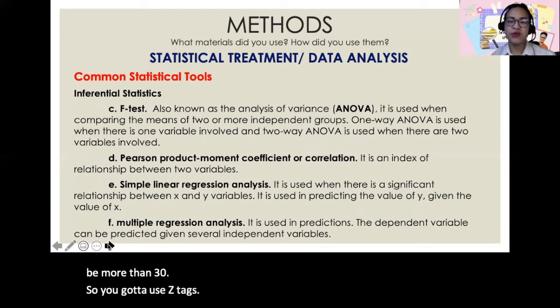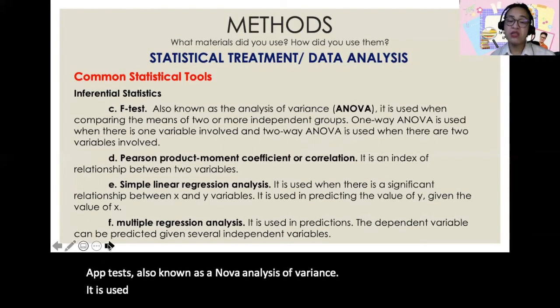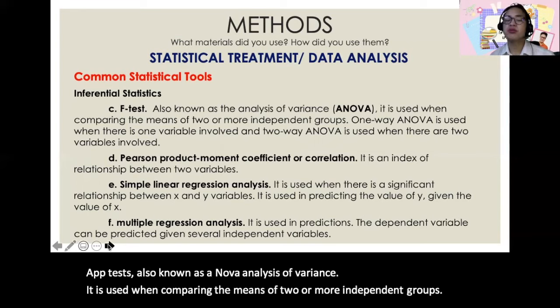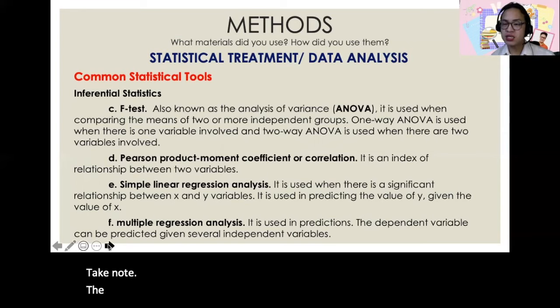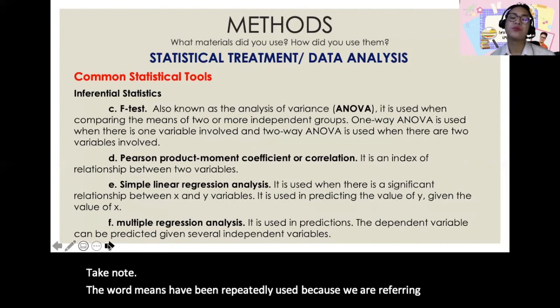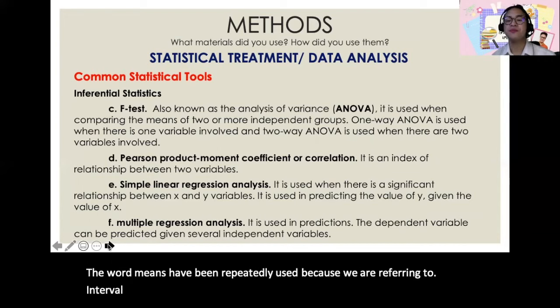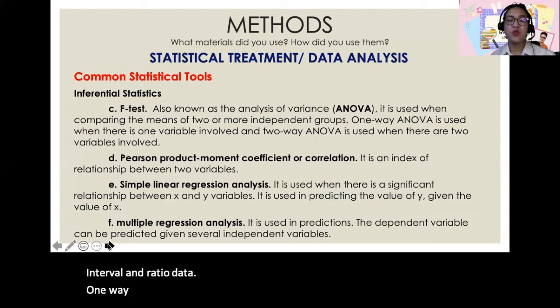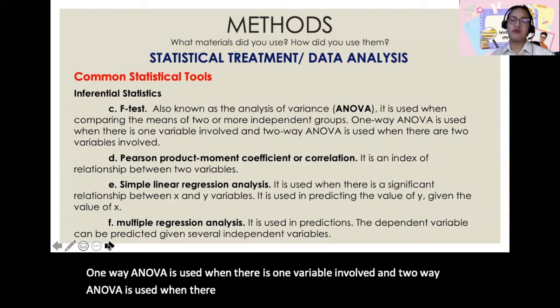F-test, also known as ANOVA, analysis of variance. It is used when comparing the means of two or more independent groups. Take note, the word means has been repeatedly used because we are referring to interval and ratio data. One-way ANOVA is used when there is one variable involved, and two-way ANOVA is used when there are two variables involved.